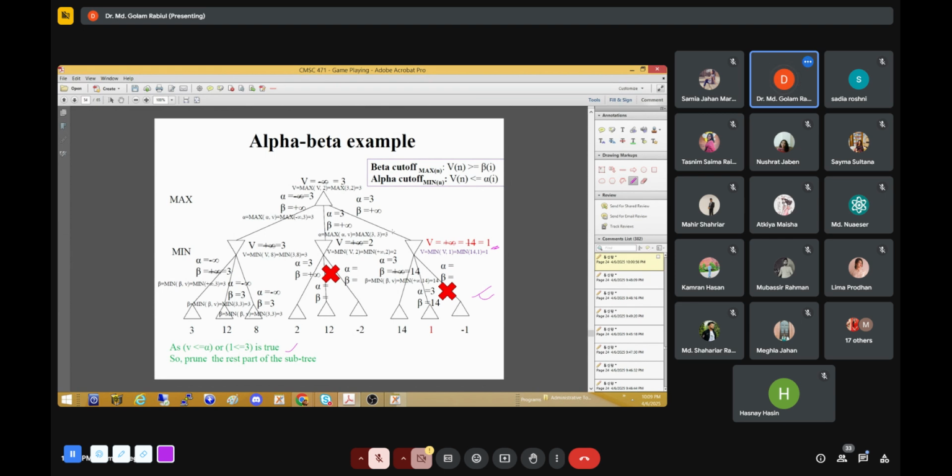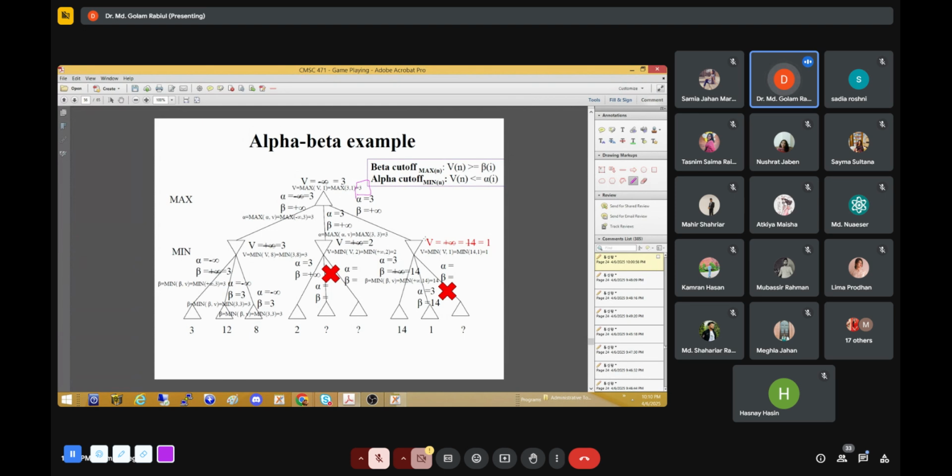Now we have to update the V of the max node using the maximization principle. Okay, so previous V and new 1, which one is maximum? Previous V is 3 and the new one is 1. The maximum is 3. Okay, so here is the 3. Then after that we have finished the searching, and finally we got the 3 in our root node.